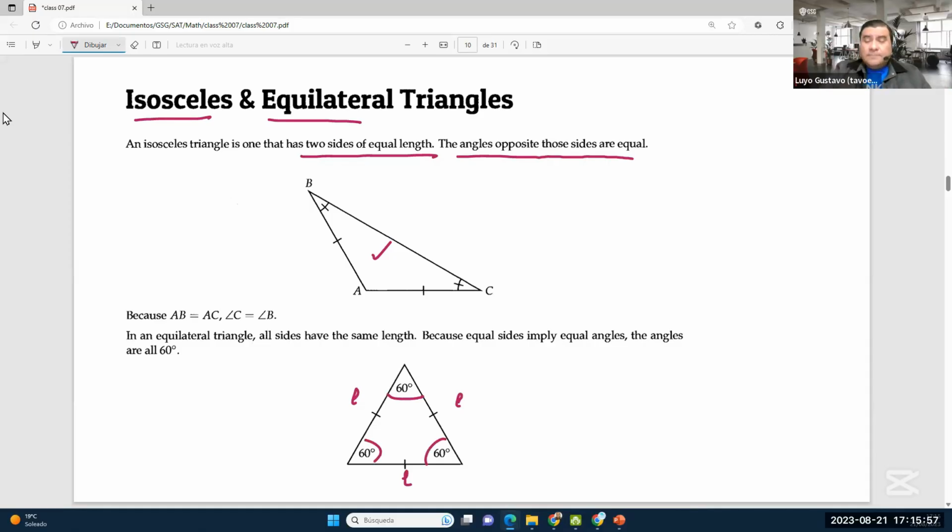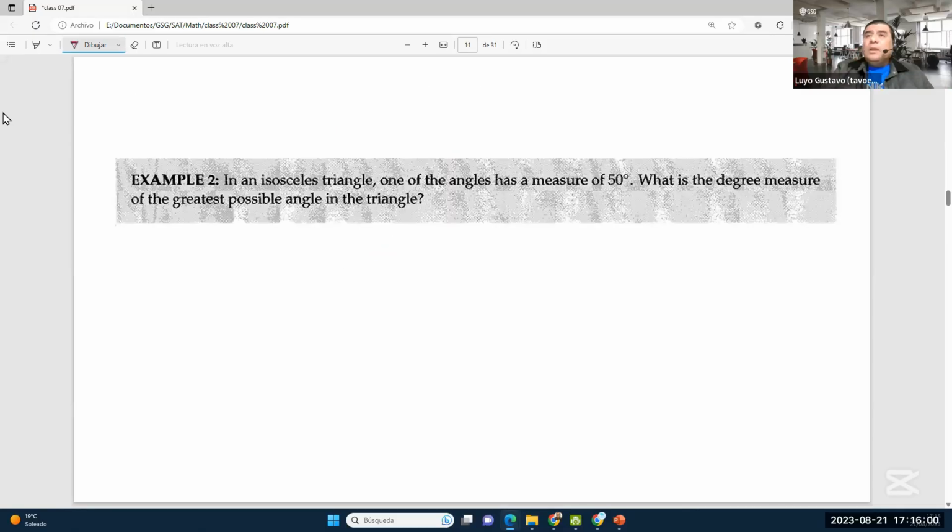Okay, so let's see another example question.